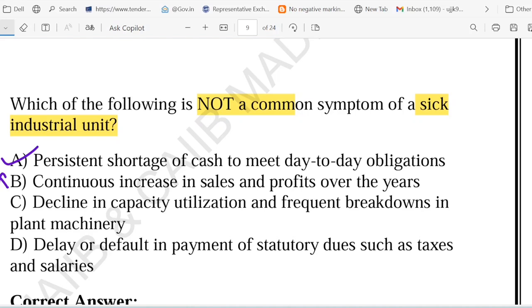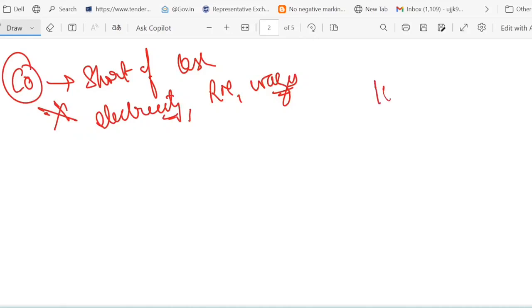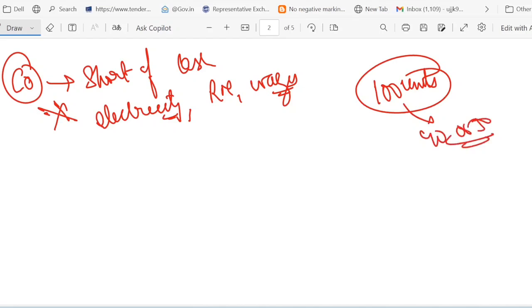Option C, decline in capacity utilization and frequent breakdown in plant and machinery. Yes, clearly this is a symptom. What is the meaning of the term capacity utilization? Let me explain. It means how much of the factory's full capacity is being used. Every factory has a particular capacity, and how much of that capacity is being used is called capacity utilization. Suppose there is a plant that can produce 100 units, but it is only producing 40 or 50 because of frequent breakdowns or inefficiency. It is clearly a bad signal. For example, take the case of a textile mill with machines always out of order and workers sitting idle. This clearly shows sickness.